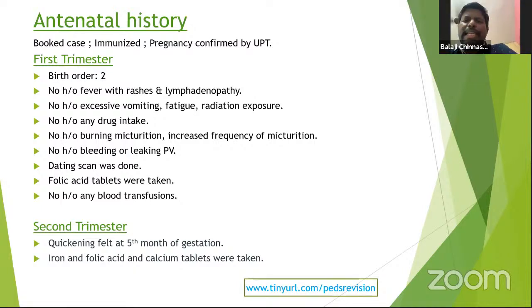And is this leaking PV? Sir, like spotting, sir. Spotting. So then spotting, I think leaking is specific for amniotic fluid, no? So at first trimester it may not be correct to say leaking PV. Okay. And why blood transfusion? Why are you worried about blood transfusion? No history of any blood transfusion in first trimester. Sir, in case of any mismatched blood transfusion, it can cause intravascular hemolysis in the mother.